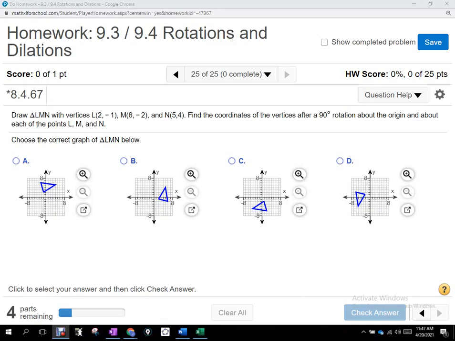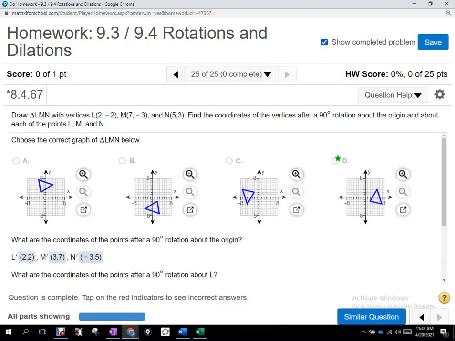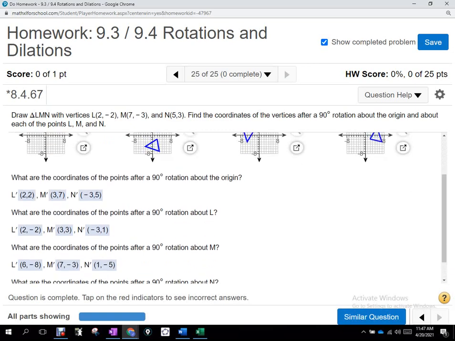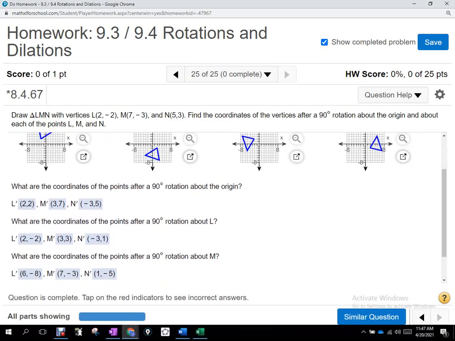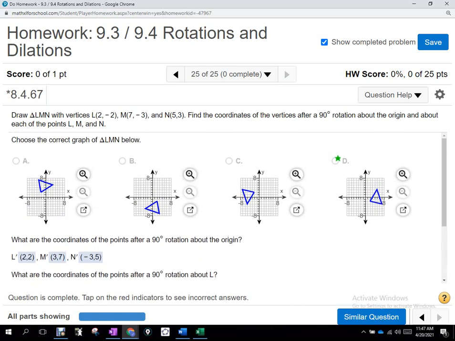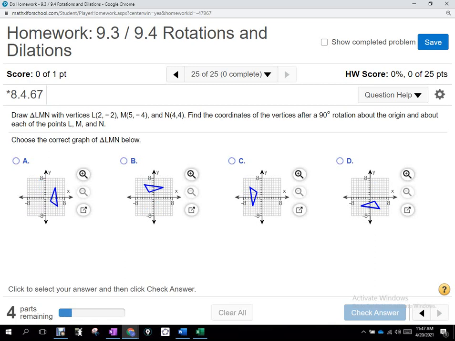All right, so I'm just going to choose the correct one first. So what's this asking? Rotation about 90 degrees. What are the coordinates of the points after? Okay, so I see what they're doing. You've got a lot of different tasks here on this question.